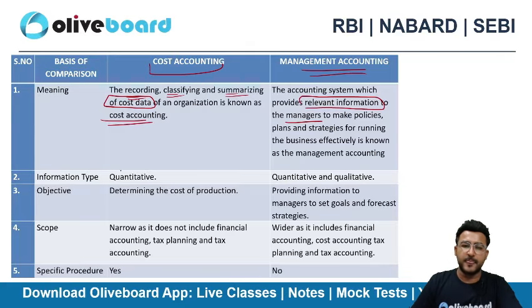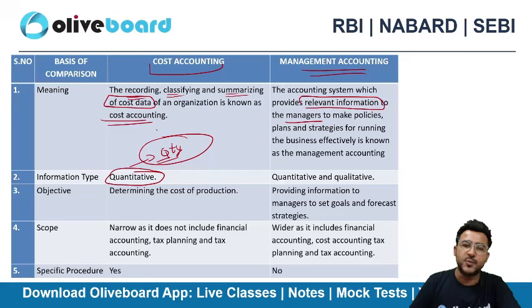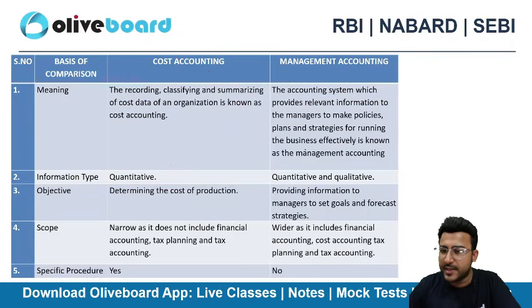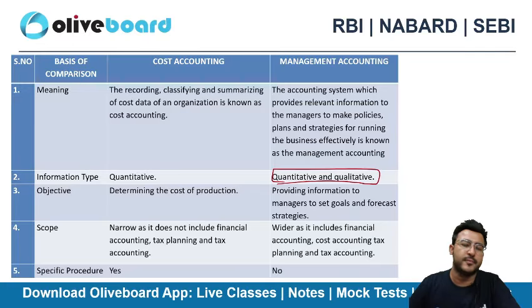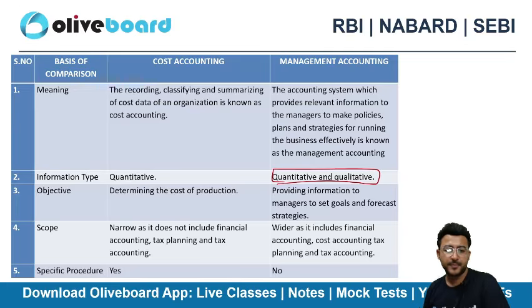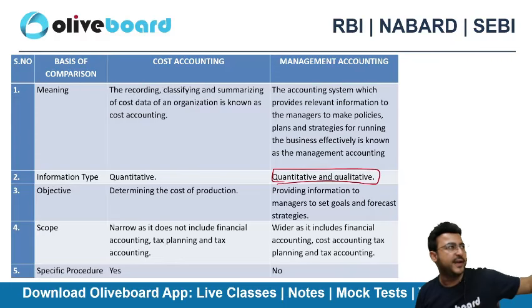In cost accounting, we need quantitative data. I need quantity, and that's what I can record in cost accounting. Whereas in management accounting, both quantitative and qualitative data are recorded. So management accounting is concerned with the quality as well, not just the quantity. If a particular thing can't be quantified, still it can be recorded in management accounting.